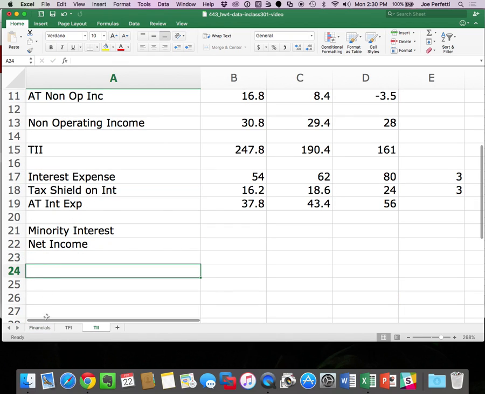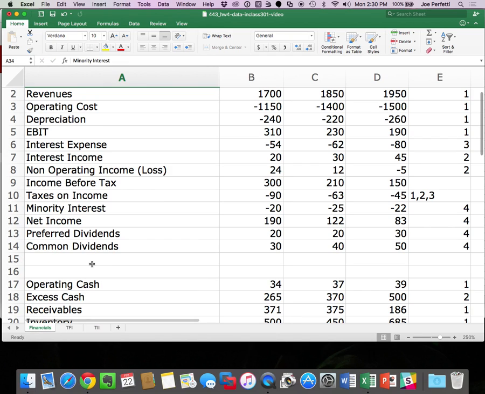Now here's the thing. Listed on here are preferred and common dividends, but they're listed after net income. All right, and we got several people over the weekend who emailed us and basically said, I can't get it to balance, can you look? And the short answer is they put dividends on the TII, which is why it never balanced. All right, so here's the key. Income statement ends with net income. So anything listed below net income is not part of TII, right? And that's just something that you'll have to get used to.